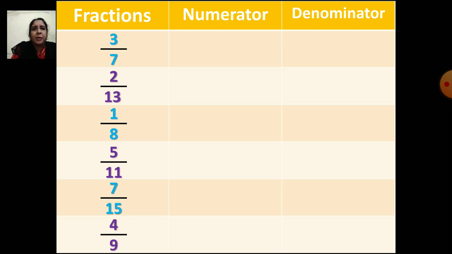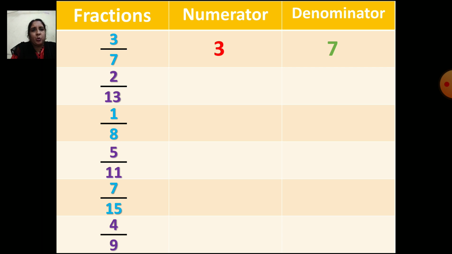Now you see this table. In the first column the fractions are given, in the second column the numerator, and in the third column the denominator. Now you have to take one fraction and tell which is the numerator and which is the denominator. First we will take the first fraction, 3 upon 7. Which is the numerator here? Yes, 3. Very good. Which is the denominator? 7. Very good. So this is the correct answer.